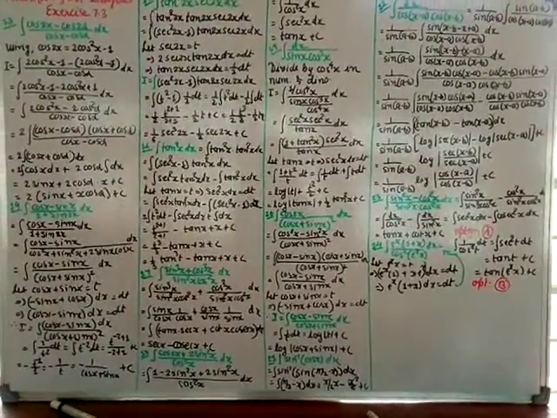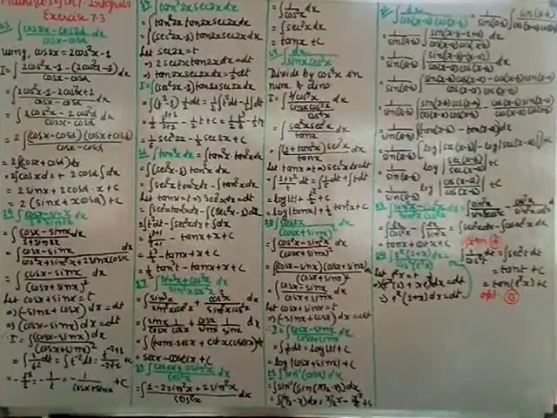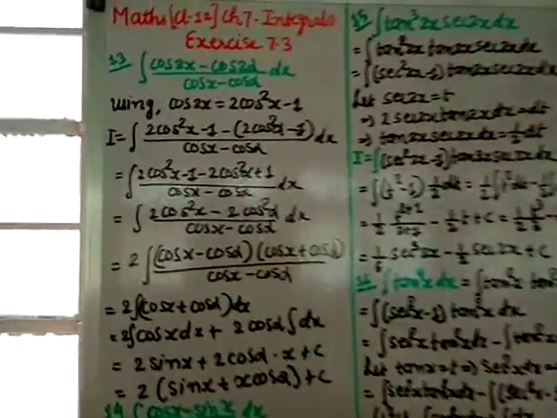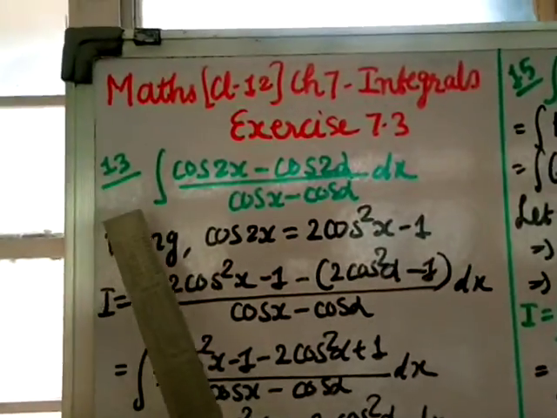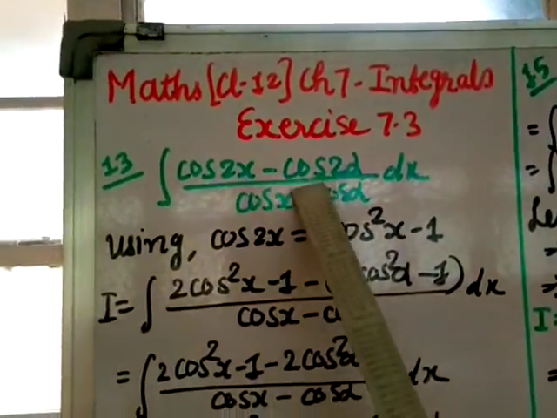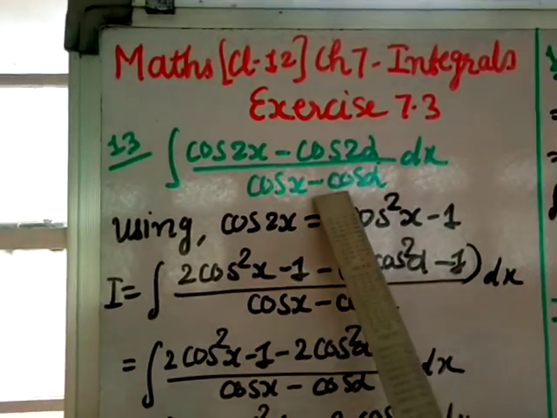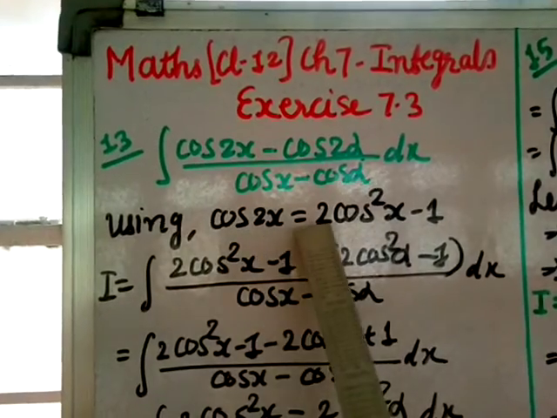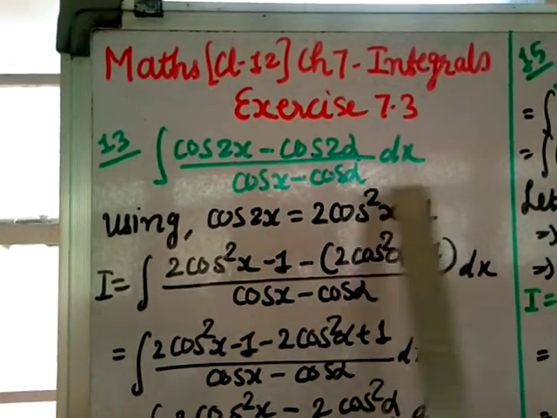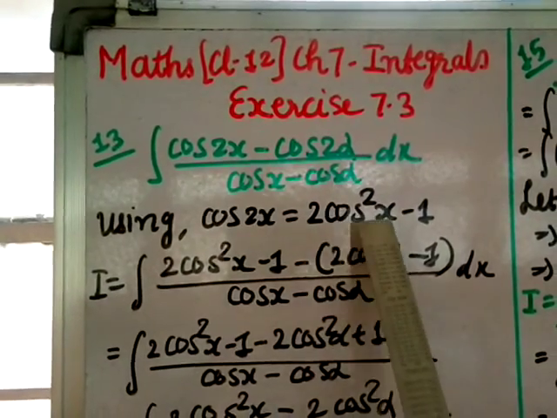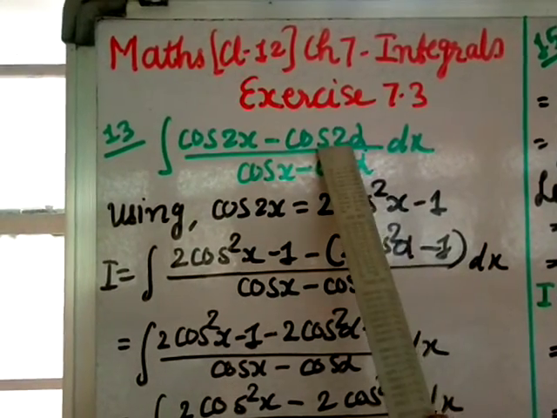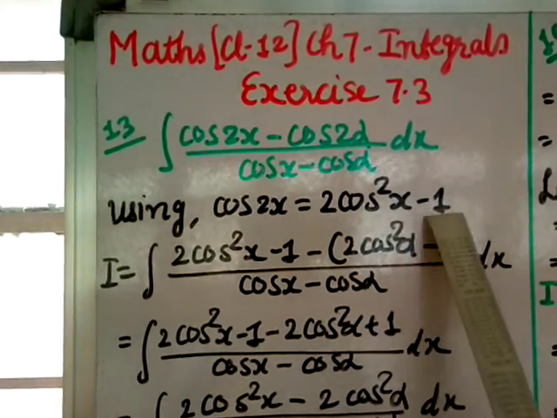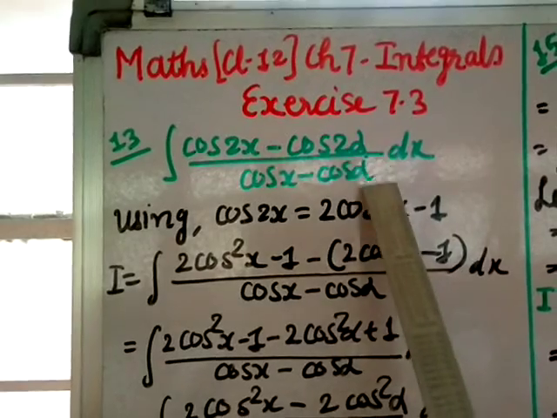Mathematics Class 12 Chapter 7 Integrals Exercise 7.3 Question number 13: integral of (cos 2x minus cos 2 alpha) divided by (cos x minus cos alpha) dx. Here I will use the identity cos 2x is equal to 2 cos square x minus 1. Instead of cos 2x I will use 2 cos square x minus 1, and for cos 2 alpha, 2 cos square alpha minus 1. Here alpha is a constant.